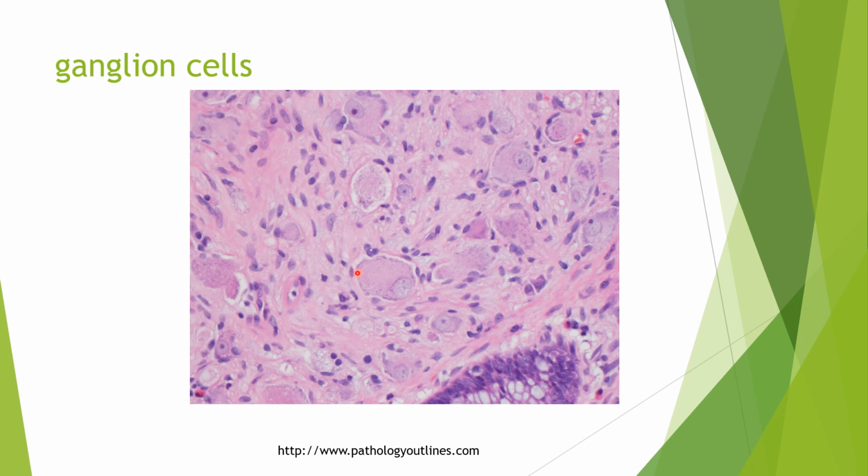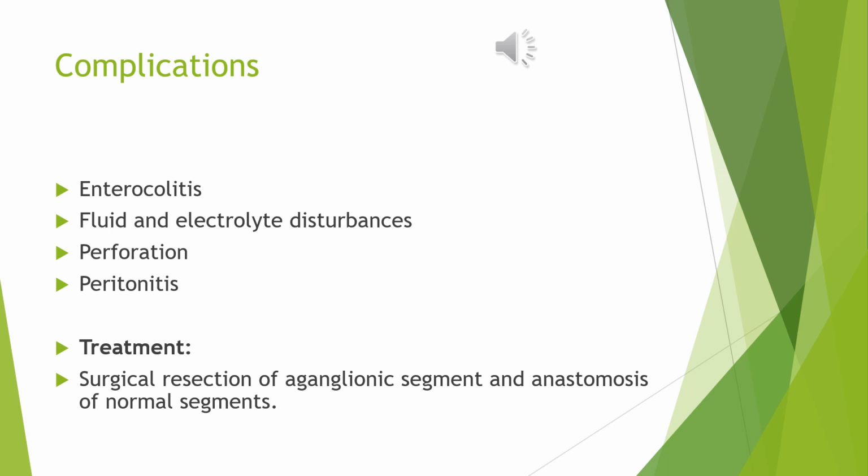Now, these are the ganglion cells, which we keep looking for in the biopsies from patients with suspected Hirschsprung disease, noting the abundant cytoplasm with eccentrically relocated nucleus and prominent nucleolus. What are the complications of Hirschsprung disease?